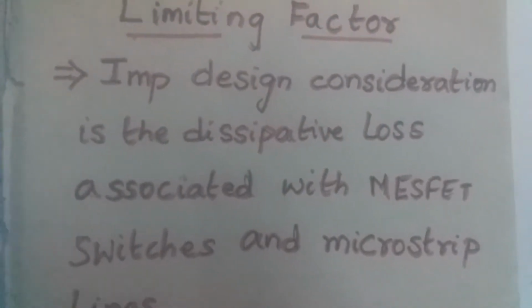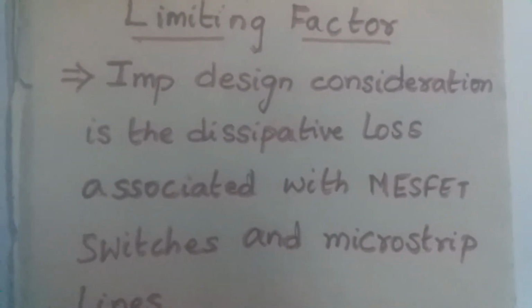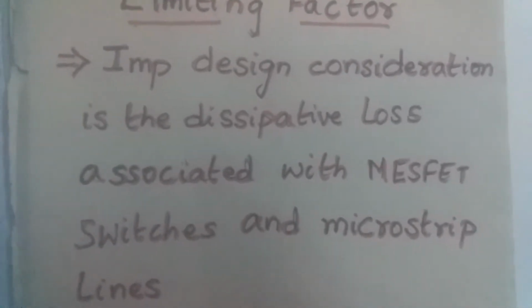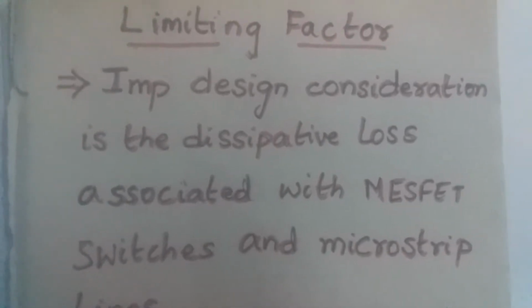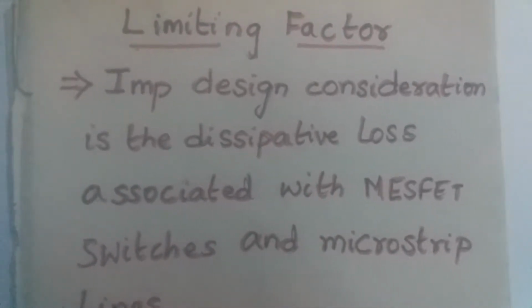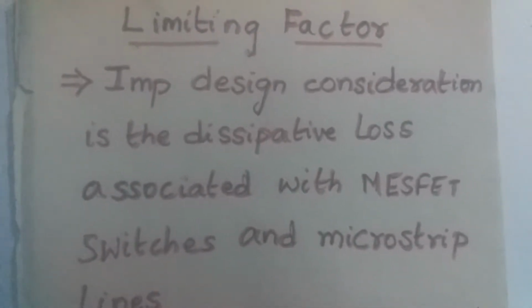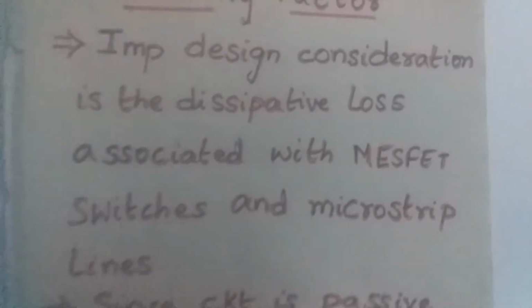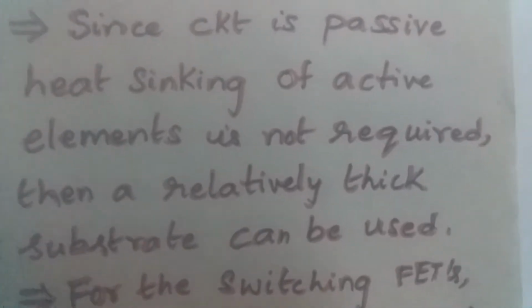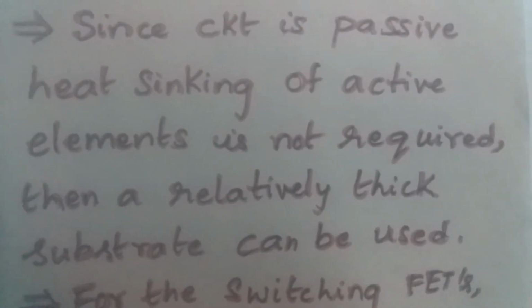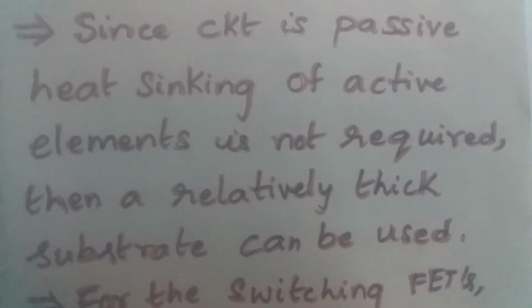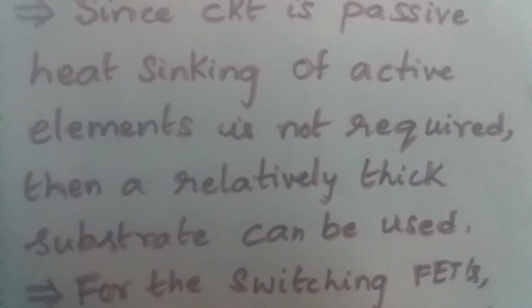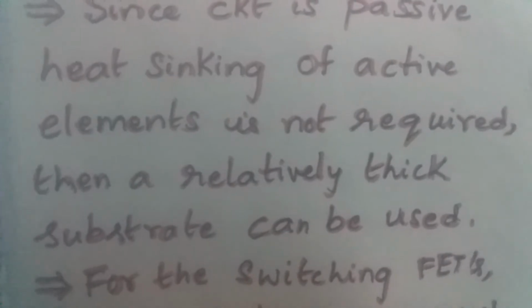In this session, let's have a look at some more important design considerations of broadband MMIC switch using gallium arsenide MESFET. So the important design consideration is the dissipative loss associated with MESFET switches and microstrip lines. Now here the MESFET is used as a switch, so it's a passive device. Hence you don't need heat sinking. And further, if you want to sink the heat, you can use a relatively thick substrate.